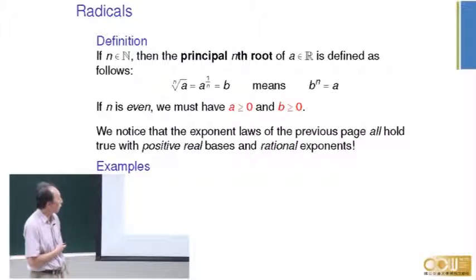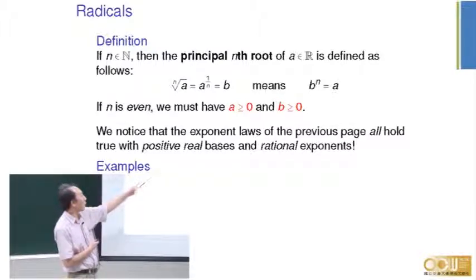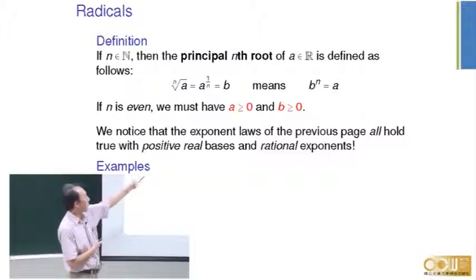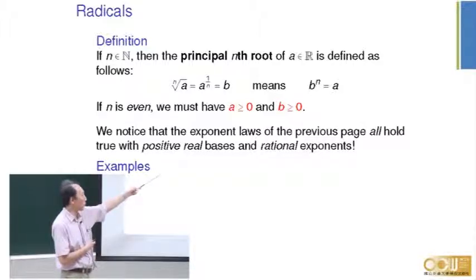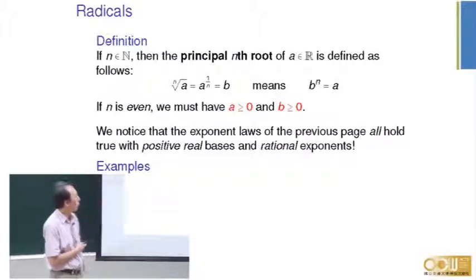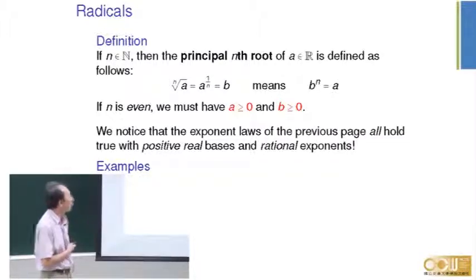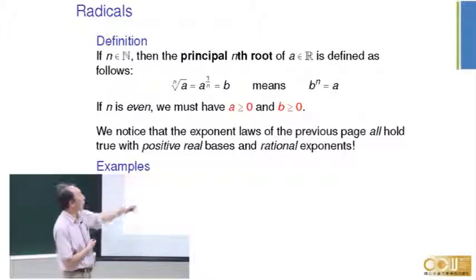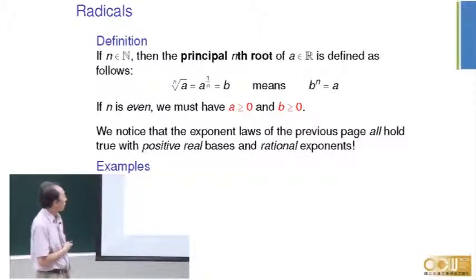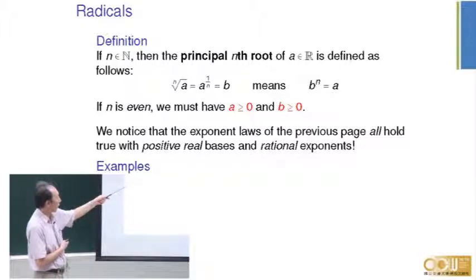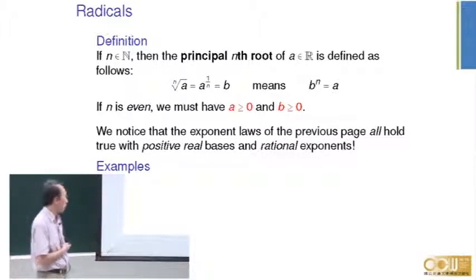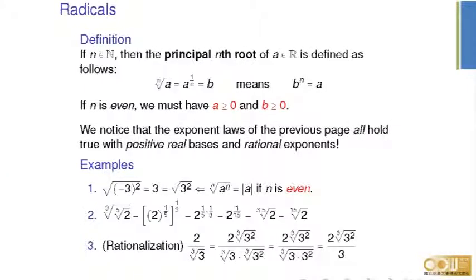There is a danger here: if n is even, then we must assume that the base a is not negative, and we choose the even roots of a to be non-negative as well. That's why we say principal nth roots. All the exponent laws we had previously now also hold true for rational exponents. Here are a few examples.